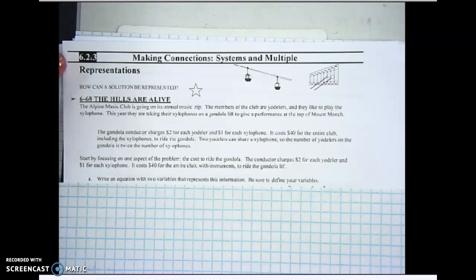Looking at section 6.2.3. The title is Making Connections, Systems, and Multiple Representations. We're going to answer the question, how can a solution be represented?